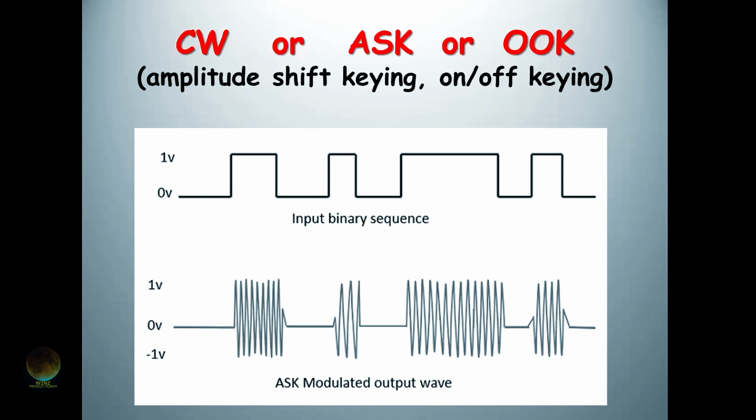So why is this a digital mode? All right, let's see here. If my key is up, I'm not sending out anything. That's a 0. So a 0 means no RF. When I put the key down, suddenly I have RF.